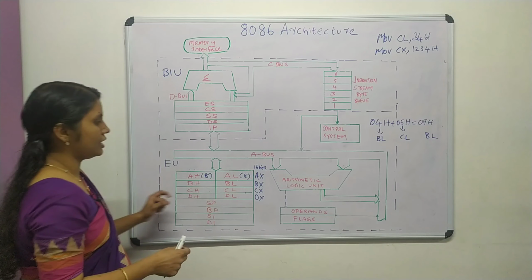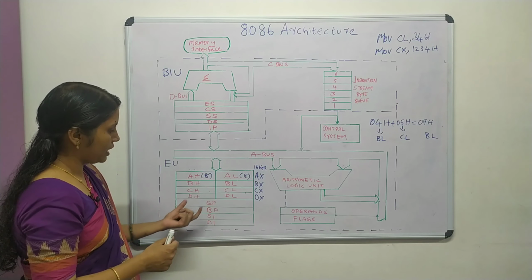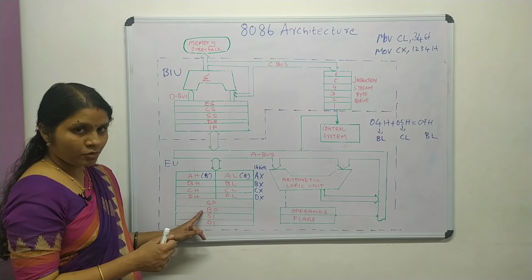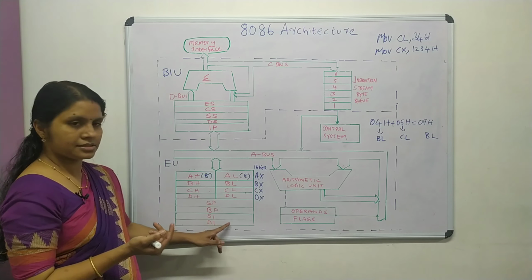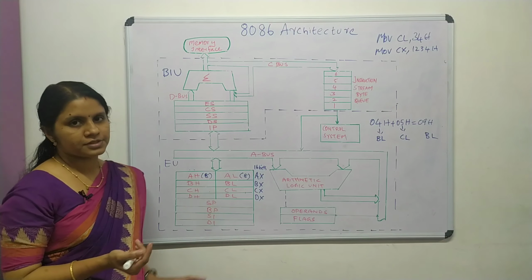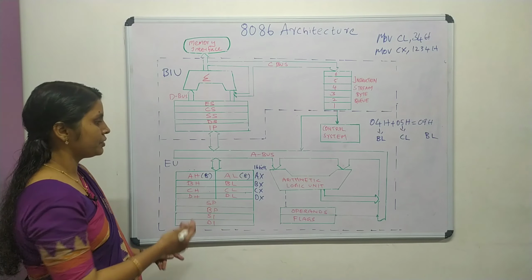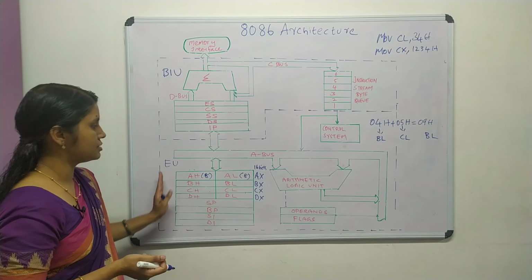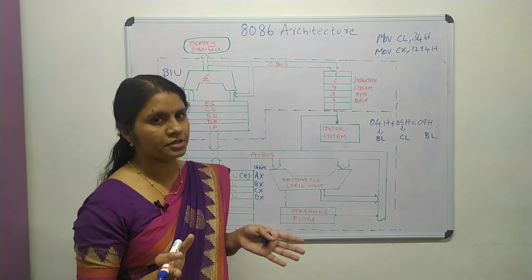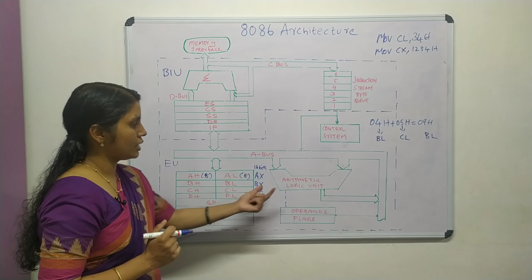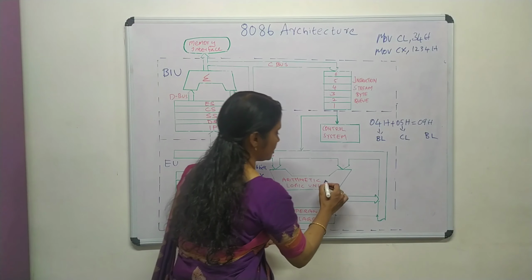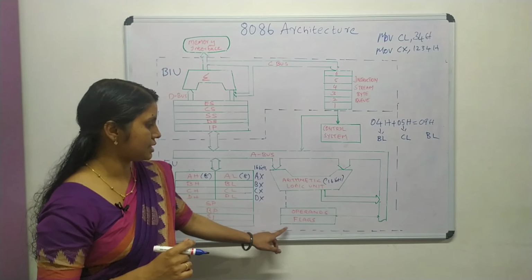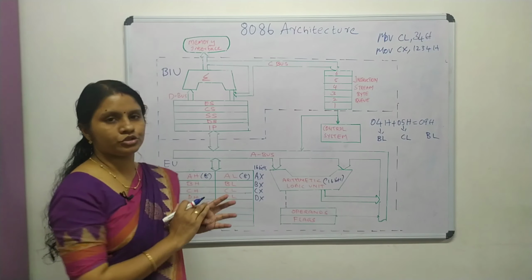So these are our general purpose registers. Then you can see SP, BP, SI, DI: SP is stack pointer, BP base pointer, SI source index, DI destination index. These are all offset addresses. We'll be discussing all registers in the upcoming sessions. Just understand these are general purpose registers used by programmers for programming purposes. Then you can see an arithmetic logic unit of 16 bits, and you can see operands and flags. These are all in the execution unit.